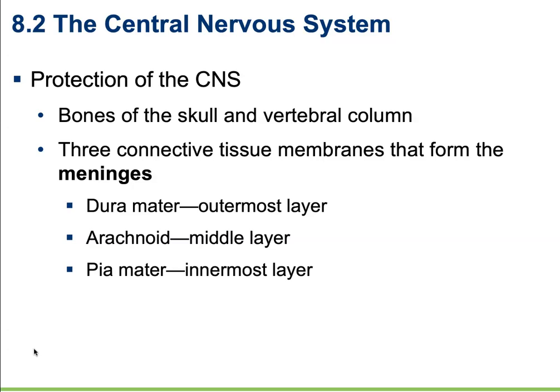A homeostatic imbalance of the meninges might be meningitis. It's an inflammation of the meninges. It can be caused by bacterial or viral infection. It's very serious and can spread as it attacks the central nervous system. It can spread quickly to the brain and cause encephalitis or enlargement of the brain. And so it is very dangerous, and most everyone is going to be vaccinated against meningitis at some point in their life.